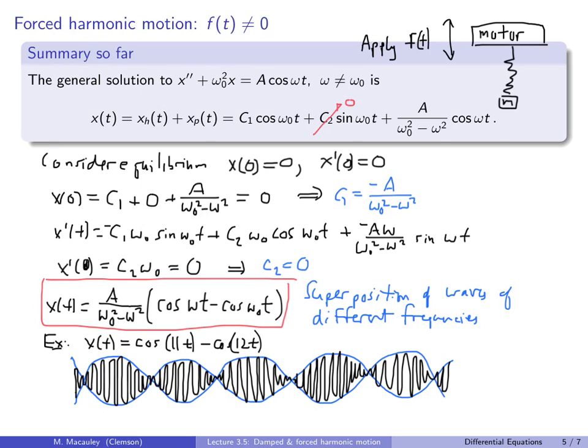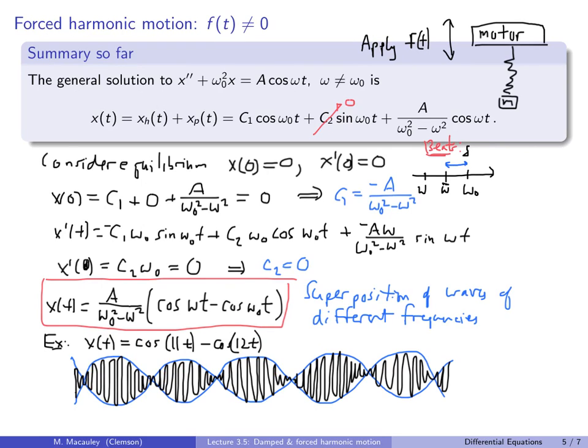So let's do this. Beats. These things are called beats, the things that you hear in music. Let's assume that omega naught is bigger than omega. It doesn't really matter. Otherwise, we can reverse the roles. And I'm going to let omega bar be the average. And I'm going to let delta be this distance. So delta is this small distance.